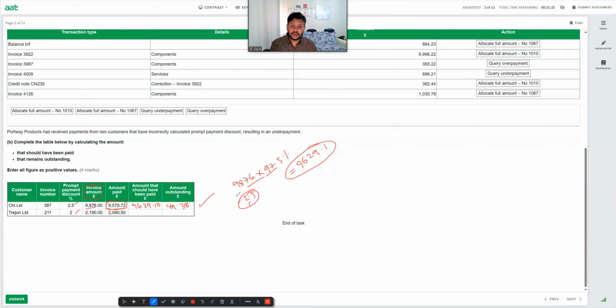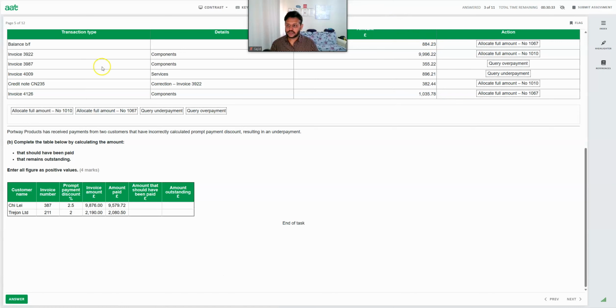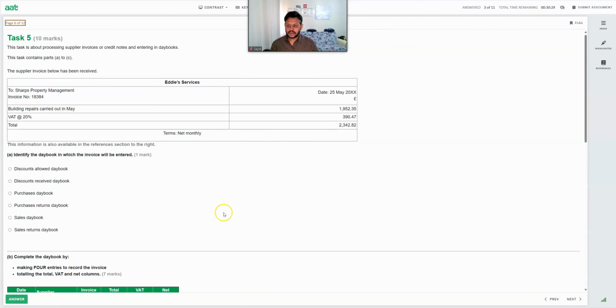Alright, so let's move on. The next one we have here is task 5. Let's quickly do this one. This task is about processing the supplier invoice or credit note and entering it on the daybook. So supplier invoice, purchase daybook. Remember that. The supplier invoice below has been received. So we receive an invoice from the supplier.